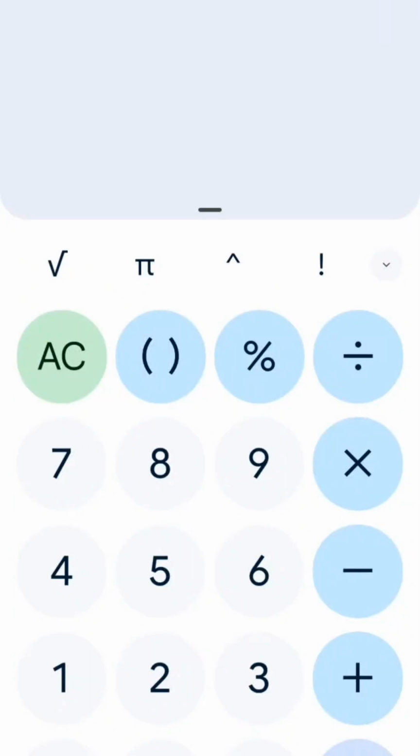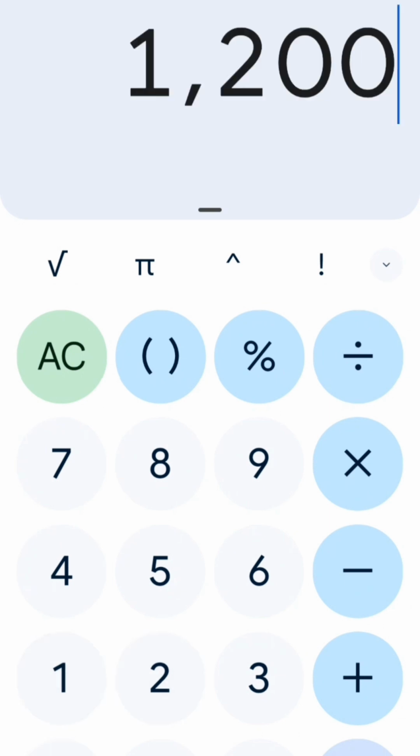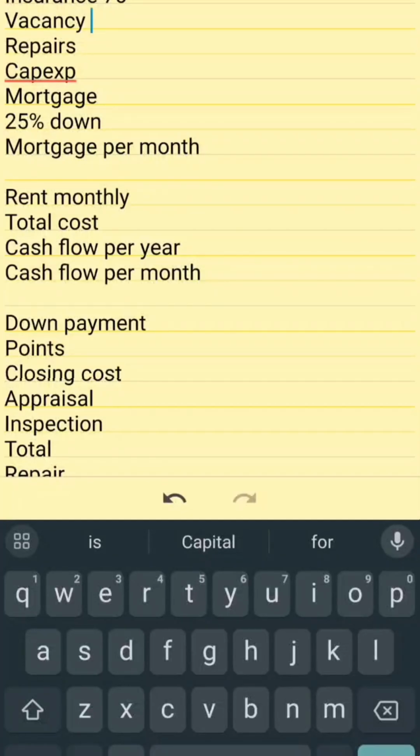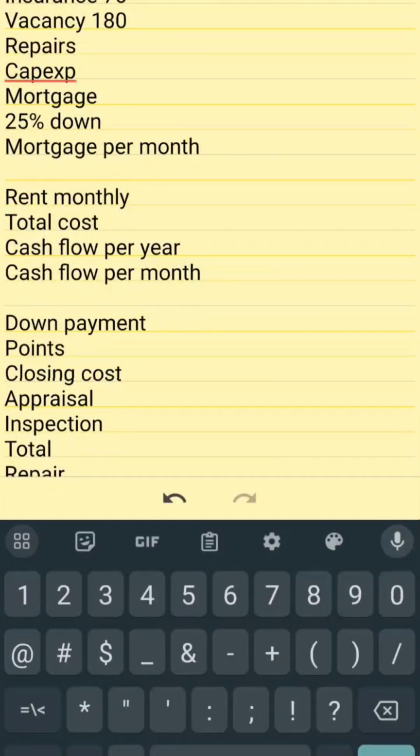Now that we know that rent is $1,200 a month, we want to account for vacancies, capital expenditures, and repairs. So what I like to do is 5% of the rent for each one of those. Just to make the math simpler, I'll take 1,200, multiply that by 15%, and that will give you $180 a month that you will count for those 3 items. Now we will add the $180 for our vacancies, repair, and capital expenditures.